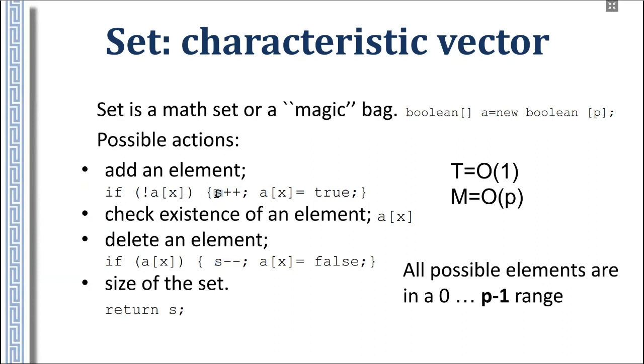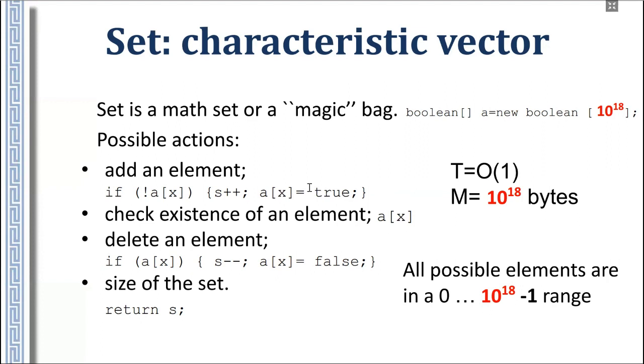So here we should keep variable S as a field of our class, an additional variable, and it allows us to have constant time for each operation. But this additional variable is not so big additional memory because we already have O from P memory complexity.